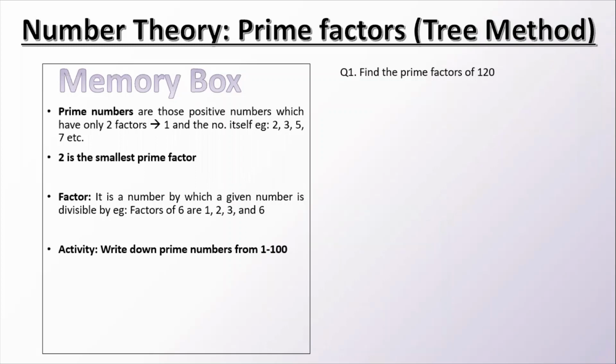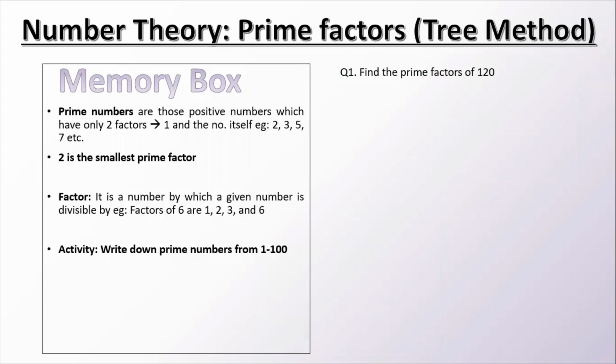So prime numbers are those positive numbers which have only two factors, 1 and the number itself. Example, 2, 3, 5, 7, etc. are all prime numbers. Out of these prime numbers, 2 is the smallest prime number and 2 is also the smallest prime factor possible. Now what exactly is a factor?